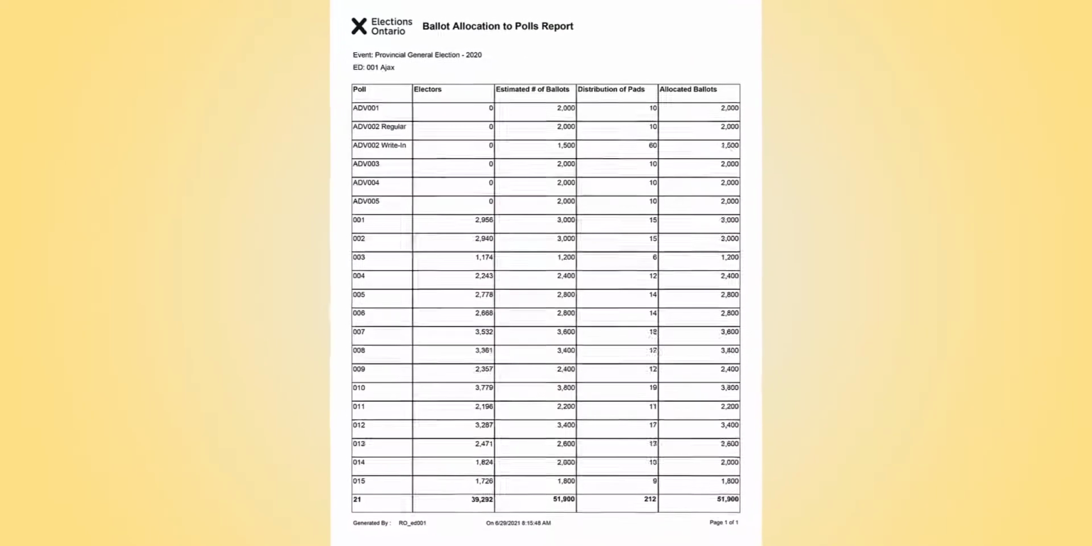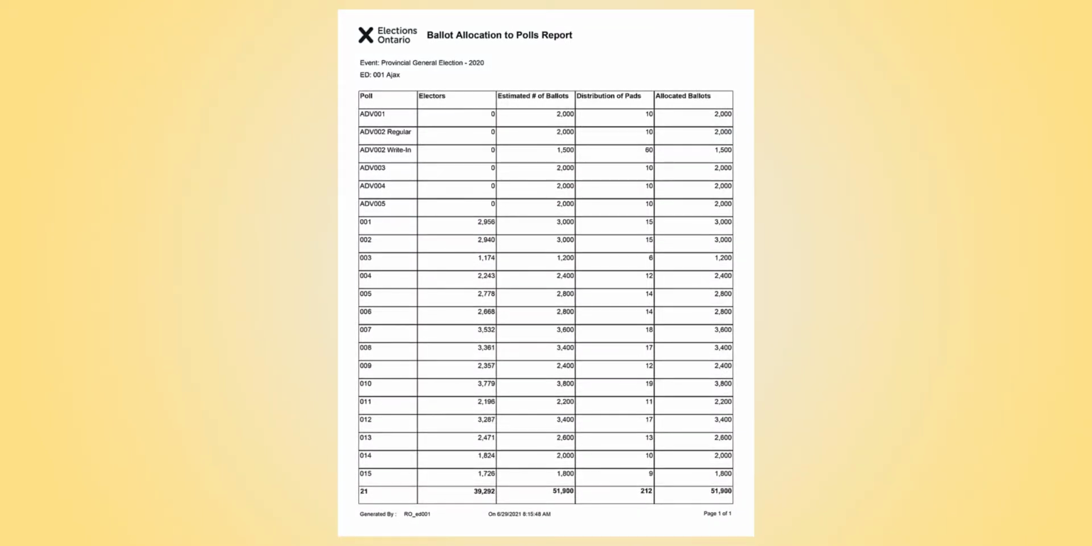In the field, this portion of the procedure will be done with pen and paper, but for this exercise we will work on screen, and begin with the newly printed ballot allocation to polls report. Use the report to determine the number of unused ballots that can be reallocated from an advance poll with a low voter turnout, or one of the polling day polls with the largest elector count.